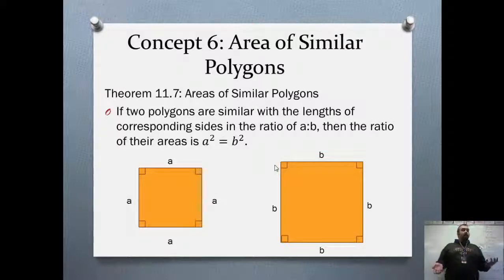Now the neat thing about this is it doesn't just work for squares, but it works for any shape. If I have similar rectangles, similar parallelograms, triangles, trapezoids, kites, rhombuses, if I know two corresponding sides are a to b, I know the ratio of the areas has to be a squared to b squared. I'm not saying their areas are a squared and b squared, but I'm saying that the ratio will end up being that ratio of sides. And it is pretty neat.